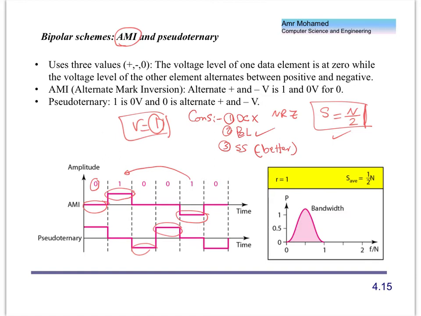So the AMI has improved a lot compared to the non-return to zero: it improved the DC component, improved the baseline wandering, improved partially at least the self-synchronization, and it maintained the signal rate the same. Isn't that beautiful? That's actually good. So these are the pros. In terms of cons, what is the disadvantage here?